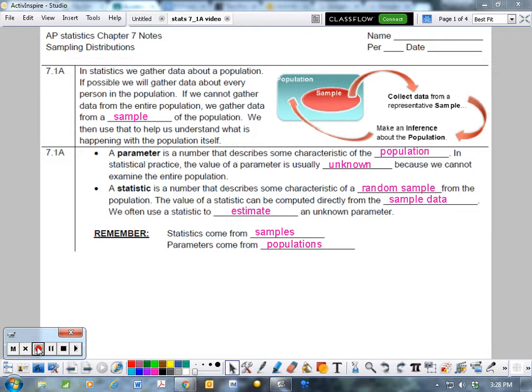When that happens, instead of gathering data from the population, we try to gather data from a sample of the population. We then use that sample to help us understand what is happening in the population itself. So we grab a sample of people, we get data for them, and then we try to decide what that is going to tell us about the population itself.